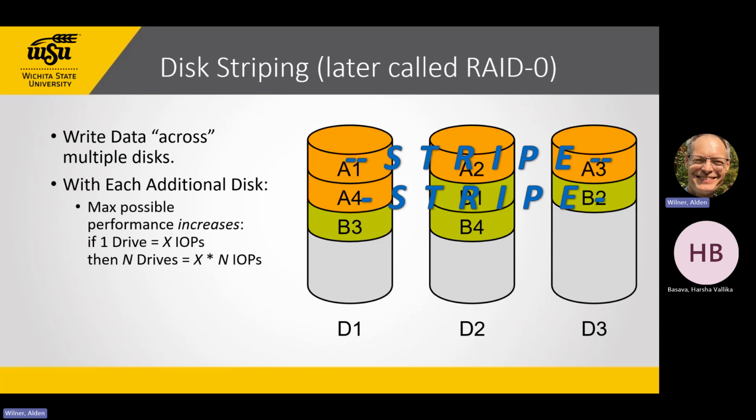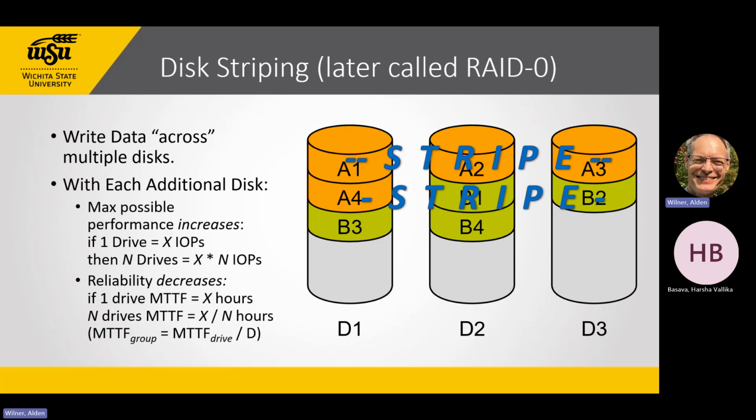With enough concurrency, enough things going on at the same time, enough users and so on, our IOs per second, if one drive has X IOPS, then N drives has X times N IOPS. Literally, we can triple the rate at which we're reading our data with 3 drives, quadruple it with 4, and so on and so forth, right?